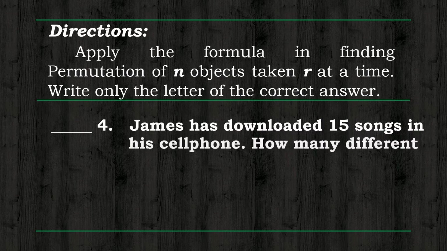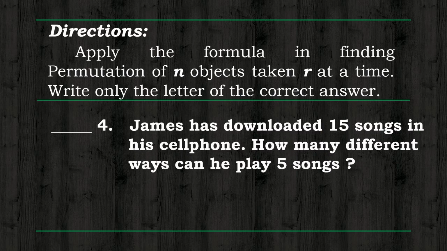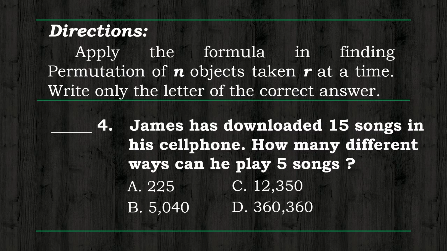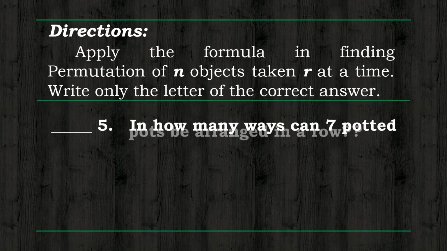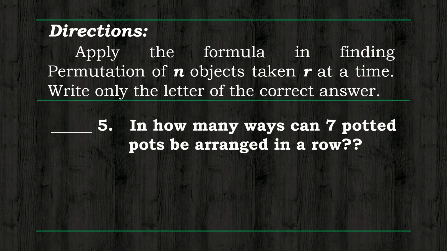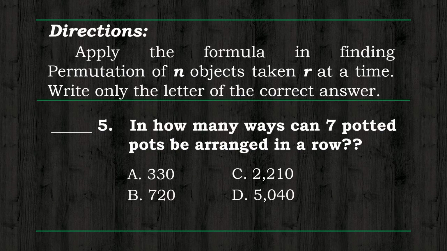James has downloaded 15 songs in his cell phone. How many different ways can he play 5 songs? The answer is letter D. Number 5. In how many ways can 7 potted plants be arranged in a row? The answer is letter D.